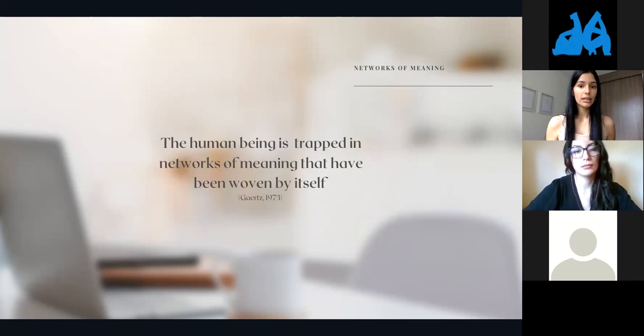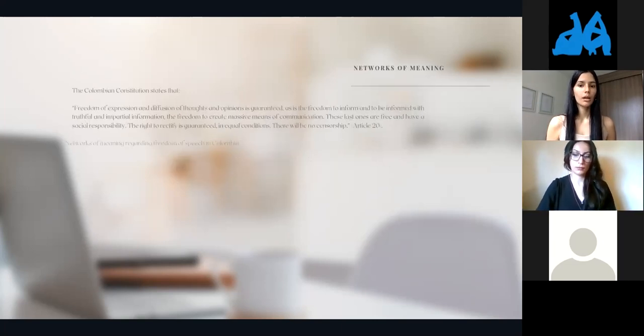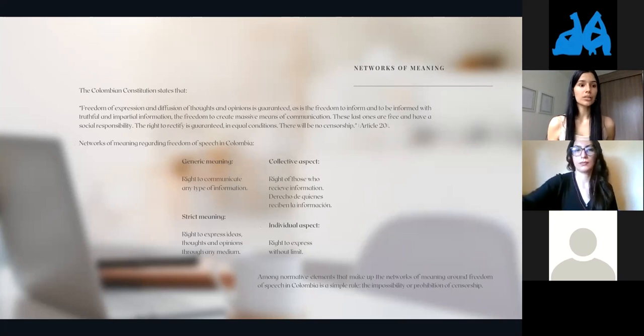Geertz states that a human being is trapped in networks of meaning that have been woven by itself. Normative elements do not shy away from these constructions of meaning. In order to comprehend fake news, we have to approach the legal regulation of freedom of speech in Colombia.